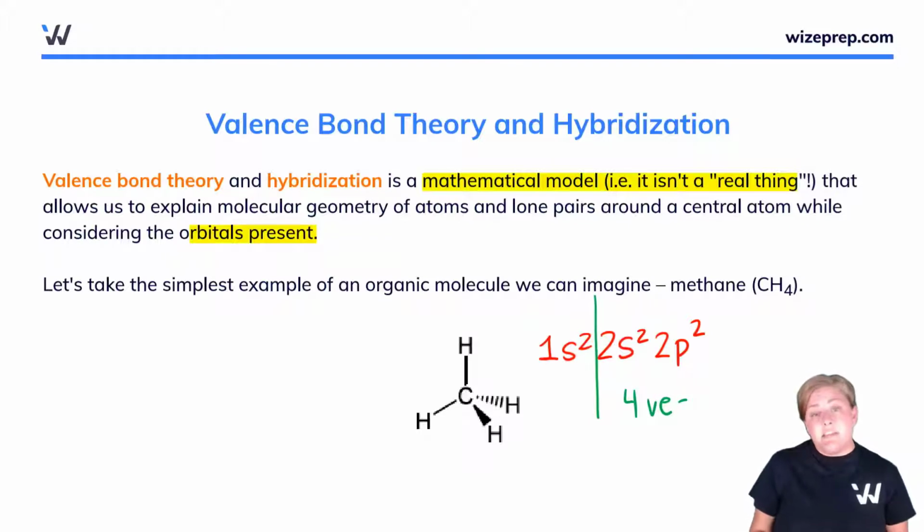But if we think deeply about this, we say, but wait a minute. We have 4 valence electrons and we want to make 4 bonds, but only 2 of these electrons are unpaired. So how can it be possible to make 4 bonds, only having 2 unpaired electrons? And this is where hybridization will come in.